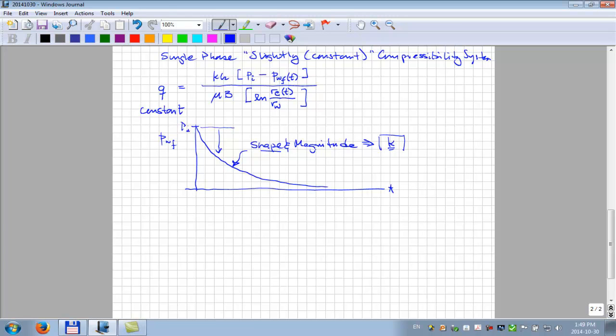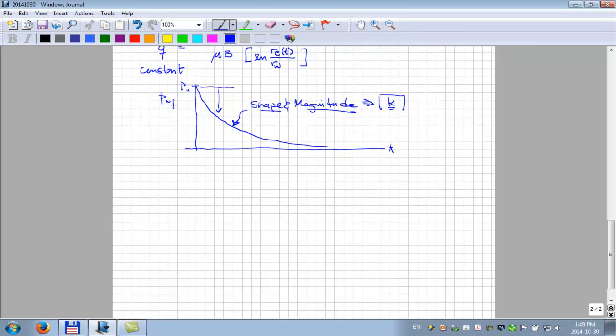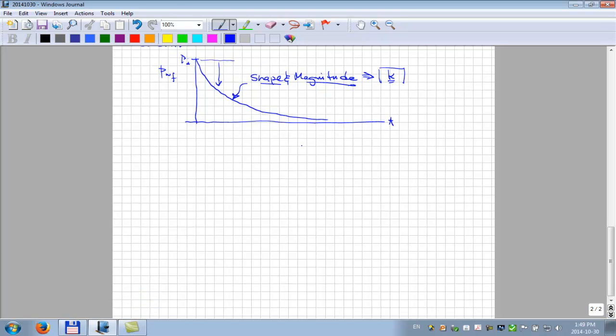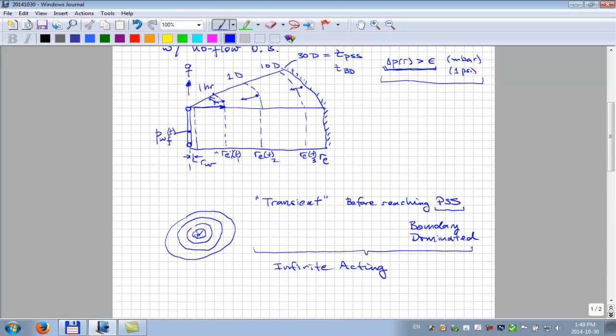So the shape and the magnitude. Now, no matter where you are in the world, if you have a reservoir that's more or less constant thickness, more or less constant permeability, you drill a well into it and start producing at a constant rate, every well in the world will have the same shape of pressure drawdown.